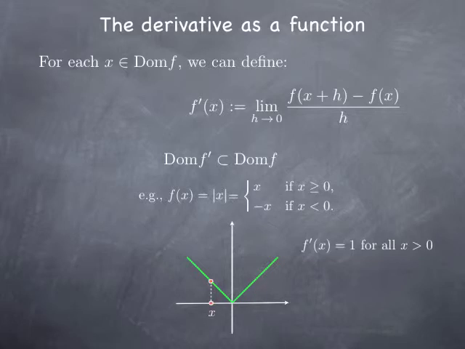And similarly, the tangent line to a line is a line itself, so the tangent line to the graph of the function at a negative x is y equal negative x, and has therefore slope negative 1. But we have seen it's not differentiable at 0, so the domain of f prime is strictly smaller than the domain of f.